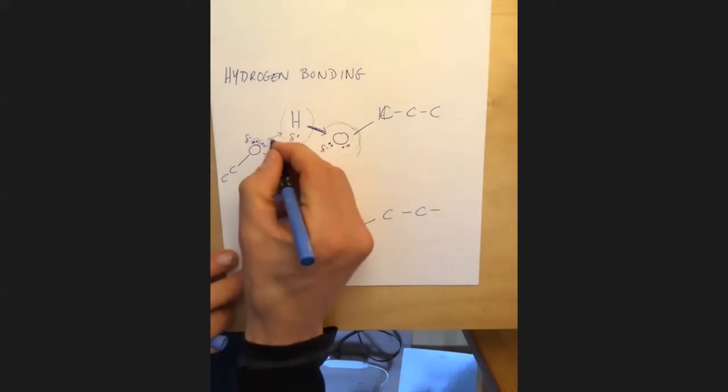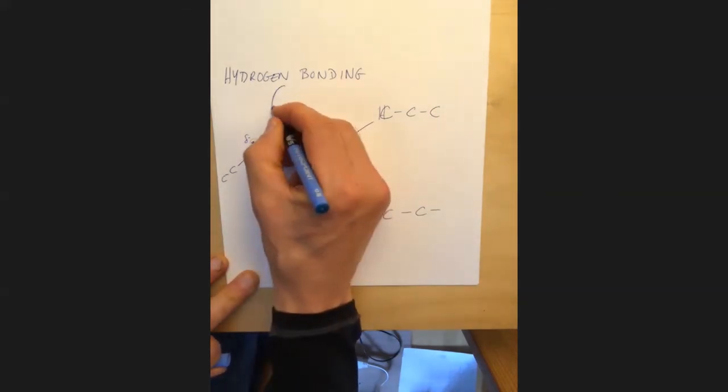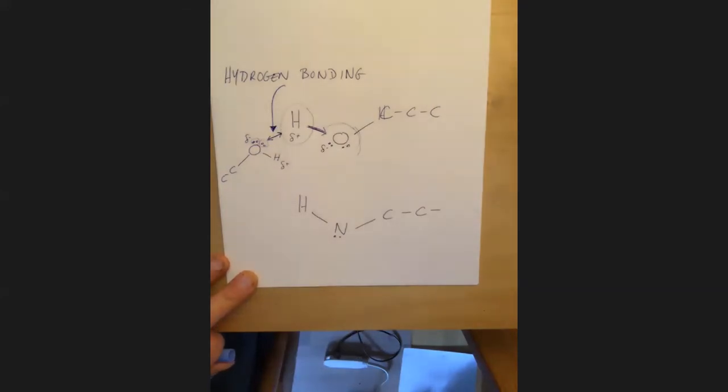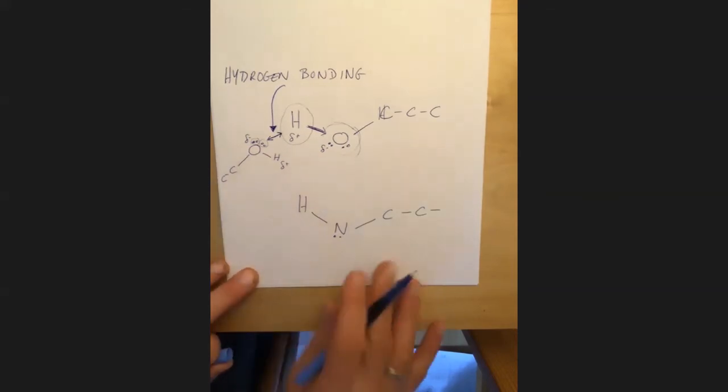These lone pairs of electrons and this slightly positively charged hydrogen. This bond here is the hydrogen bonding we're talking about. And that is not the strongest bond out there, but it's a pretty strong bond.